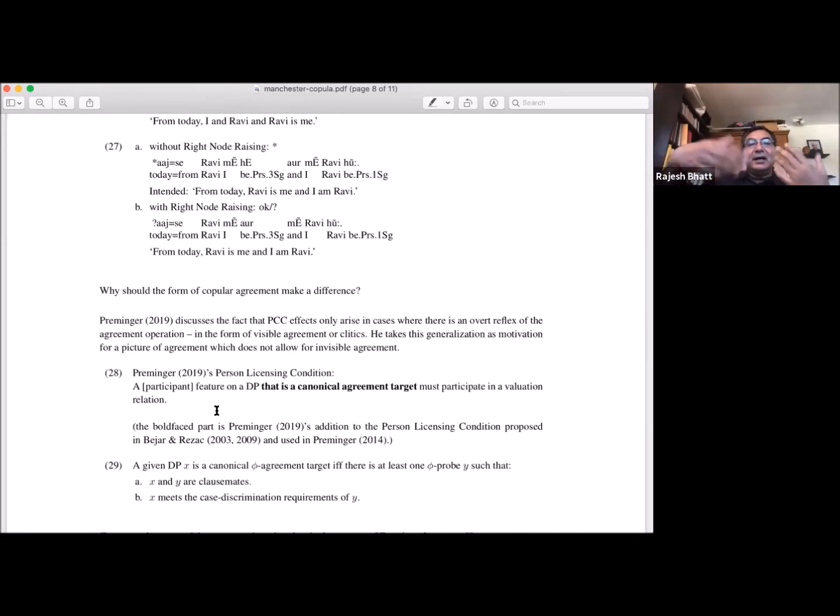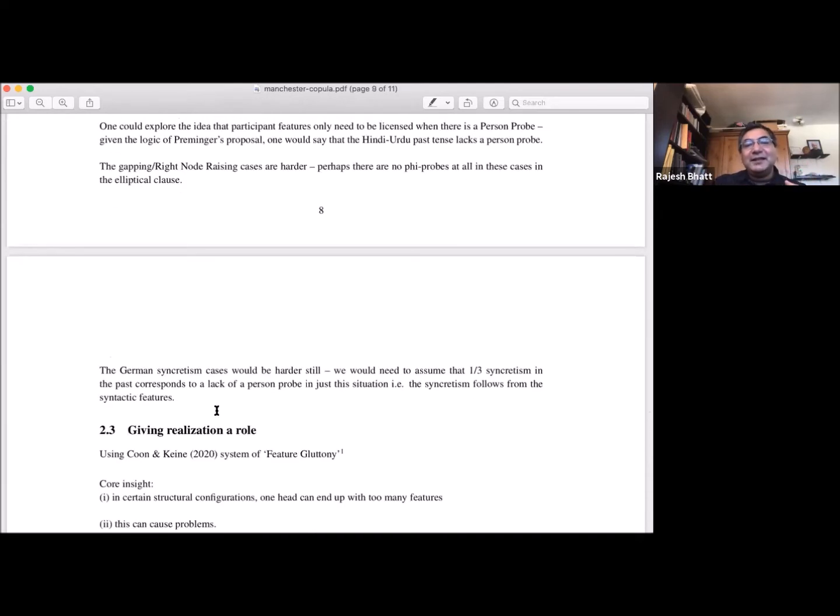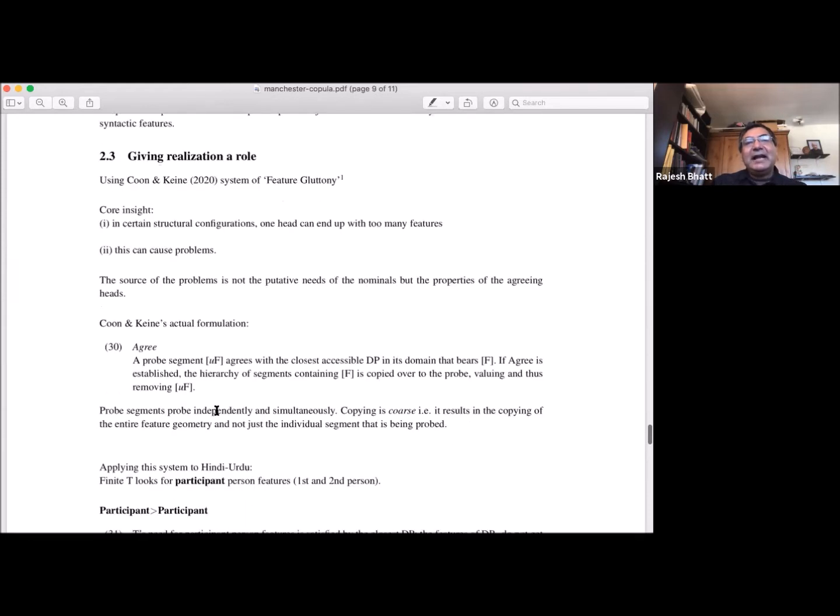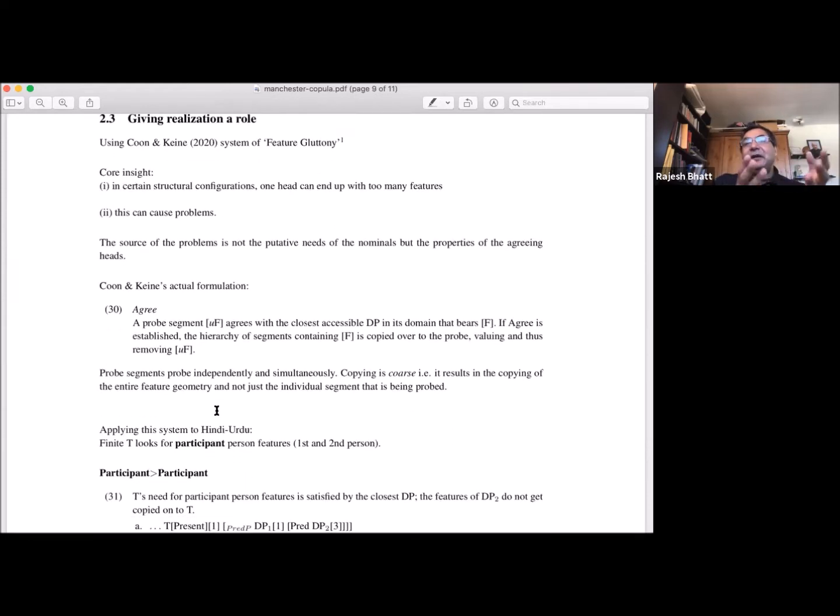So he sets up a system which, we like his generalization, but we think the way he sets it up is not the most satisfying. So we move to another system, which is Kuhn and Kinase's system. We really see Kuhn and Kinase as a response to Preminger, saying, let's take your generalization and try to understand how to make it work in a different way. This is a paper with the catchy name, Feature Gluttony.